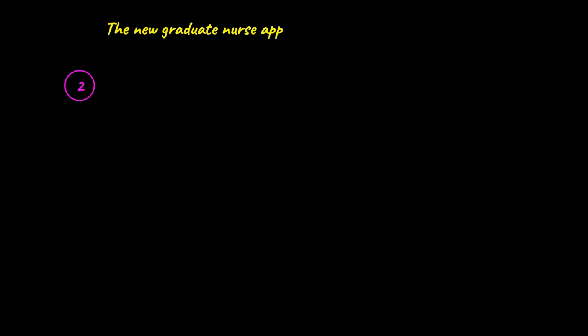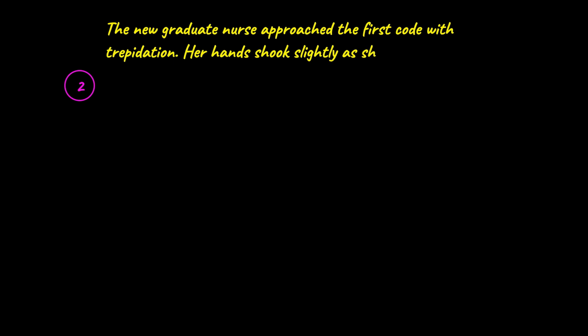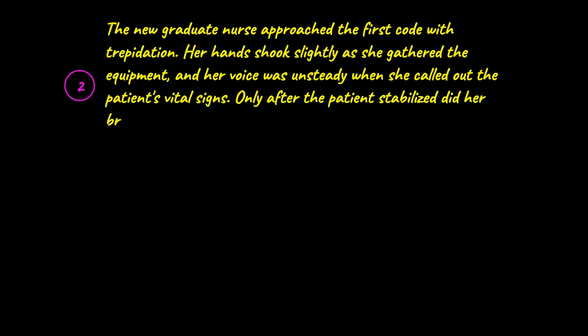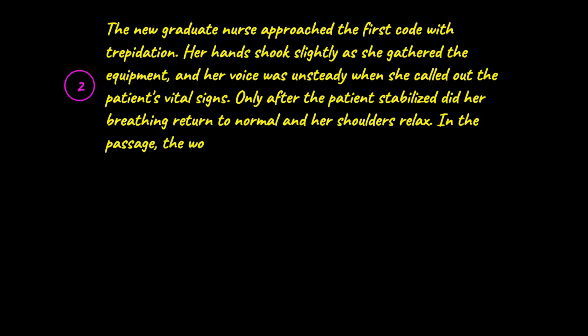Question 2. The new graduate nurse approached the first code with trepidation. Her hand shook slightly as she gathered the equipment, and her voice was unsteady when she called out the patient's vital signs. Only after the patient stabilized did her breathing return to normal and her shoulders relax. In the passage, the word trepidation most likely means.